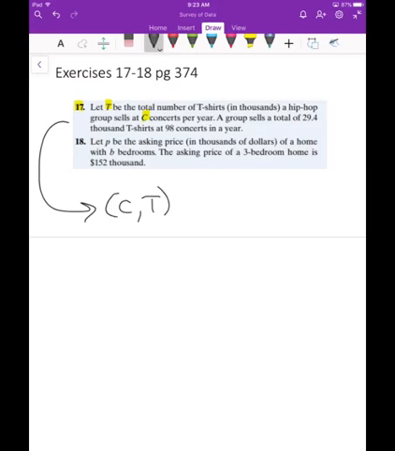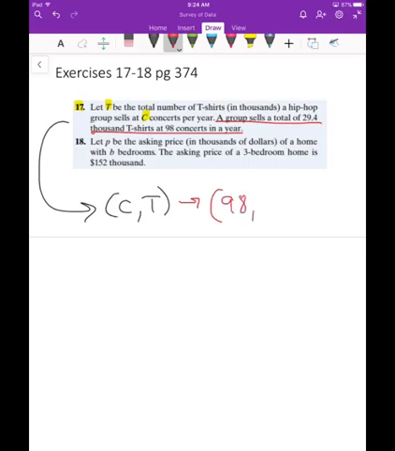All right, so once we determine the explanatory and response, we can put the explanatory in the first position and the response in the second position. So then we're just going to create the ordered pair that this information has next. So it says a group sells 29.4 thousand t-shirts at 98 concerts in a year. Be careful with the units here. So when I put this into the ordered pair, I'm looking for C first. Concerts per year was 98.